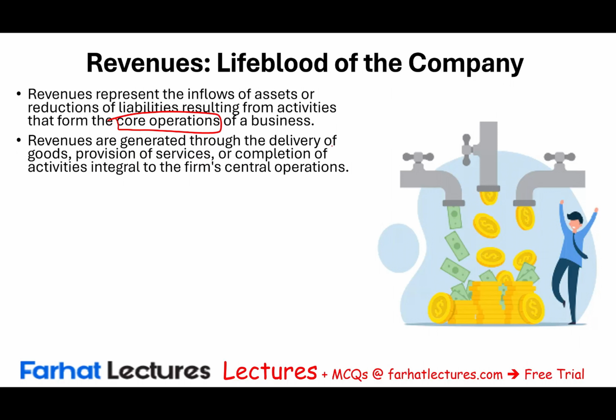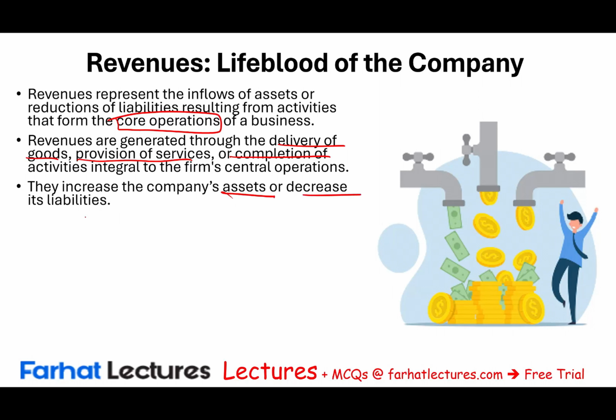Revenues are generated through the delivery of goods, provisions of services, or completion of activities integral to the firm's central operation. This is what revenue is. It's whatever you do to meet your customer needs. And that main thing is your core operation. A company could have more than one source of revenue, but usually they will have one or two that are major and the others are minor. So revenues increase the company's assets or decrease its liabilities. Decrease in its liabilities is when you perform your obligation under unearned revenue. When you have an obligation to perform and you perform, your liabilities go down and your revenue goes up.